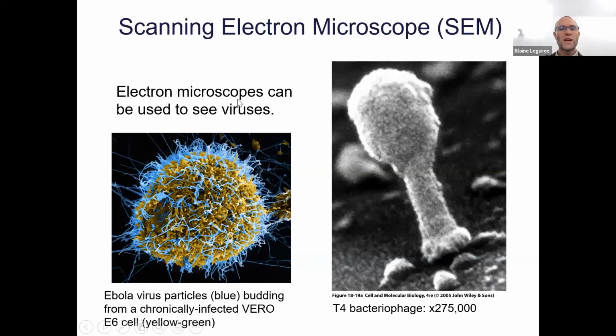So one huge advantage is we can see these small things, and one small thing that we cannot see with the light microscope is viruses. Viruses are very, very small things. They're in the nanometer range. So if you want to see them, you need an electron microscope. There's a picture on the left of some Ebola viruses. They're really skinny and spaghetti-like, coming off of an infected cell. And on the right, there is a virus that infects E. coli. It's called a bacteriophage.